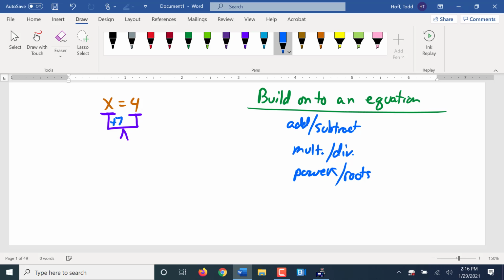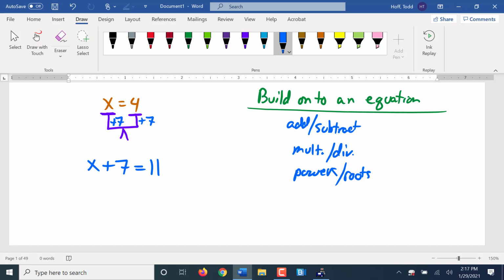Let's add 7 to it. So that's now x plus 7. Now, if we add 7 to one side, the scale is going to tip unless we do what? Add 7 to the other side. We have to do exactly the same thing to both sides. 4 plus 7 is 11. So we have now built a more complex equation.